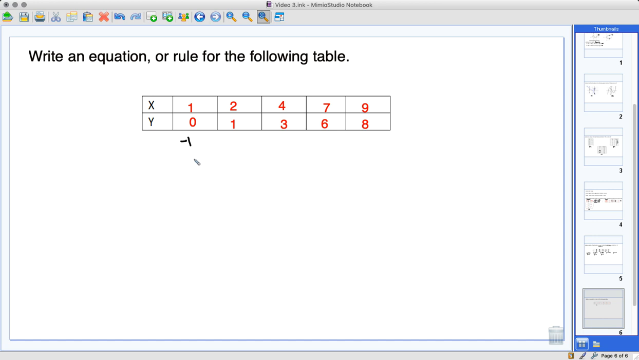Okay, so then if I'm going to write my rule, it's y equals my x value and then minus 1 in this case, which is the pattern that we came up with.